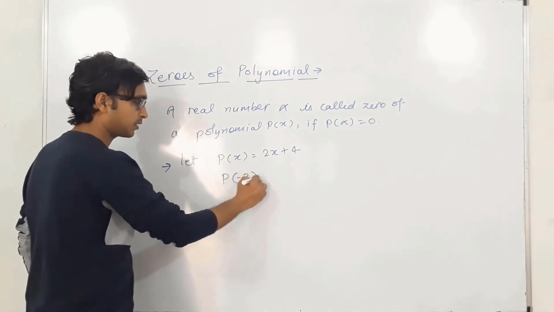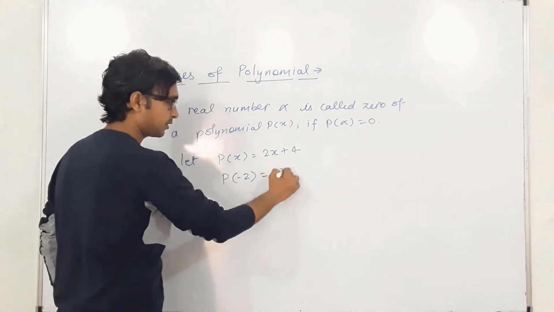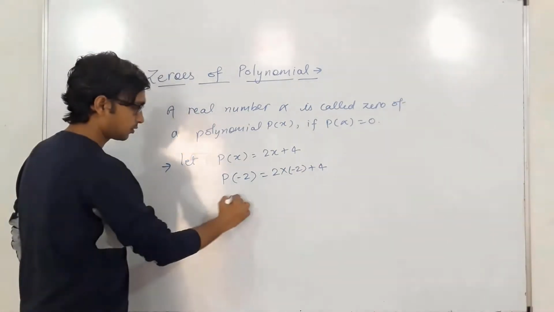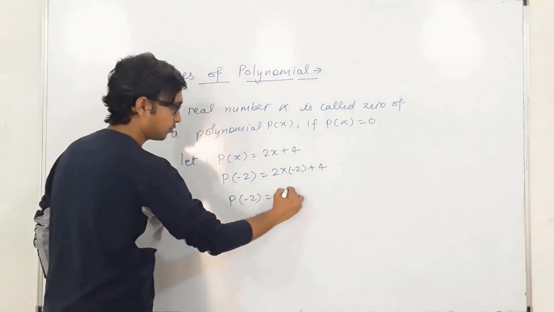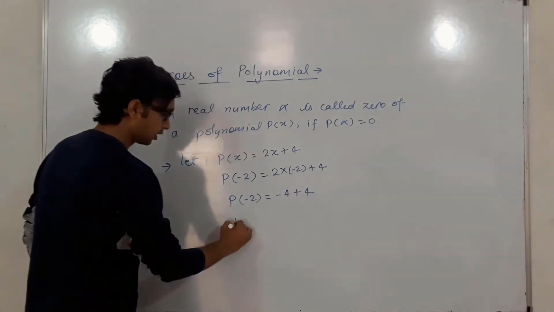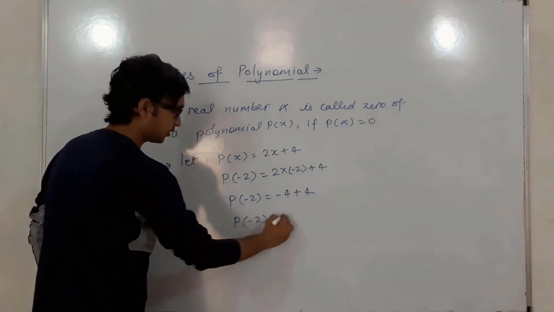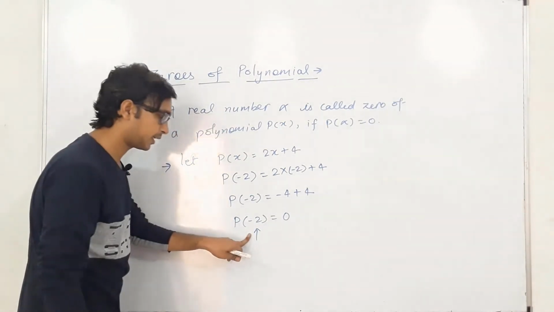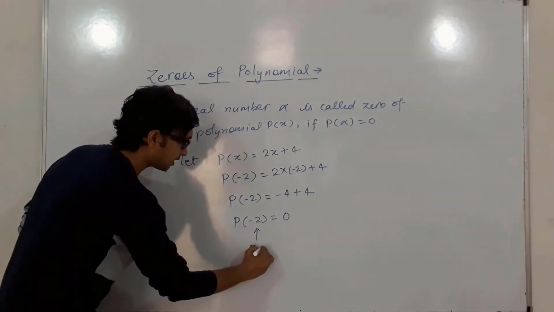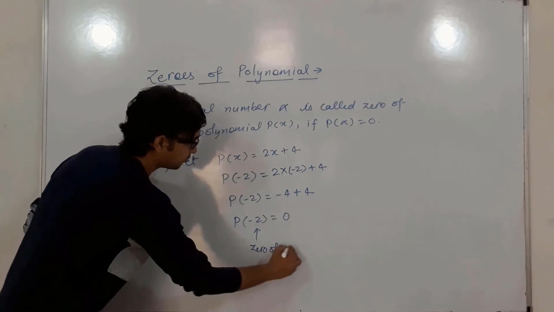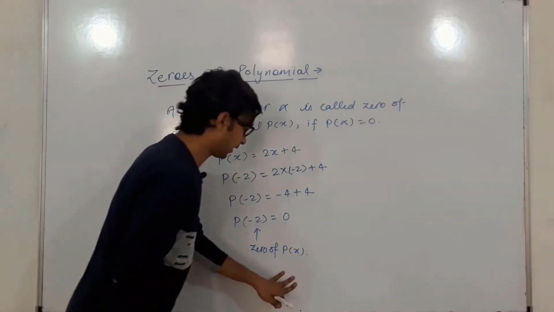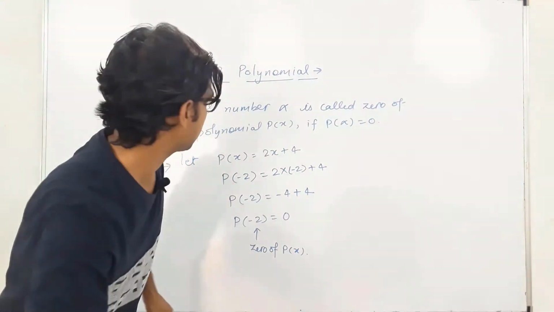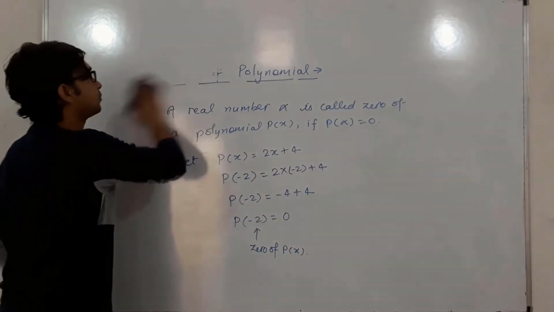Suppose that we substitute -2 in the place of x, then we get 2 into -2 plus 4. So p of -2 equals to -4 plus 4. So p of -2 equals to 0. So hence we can say that -2 is the zero of p of x. Clear? So let's understand with more examples.